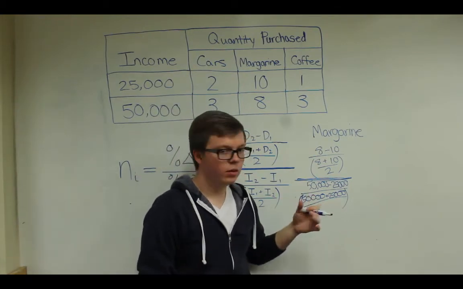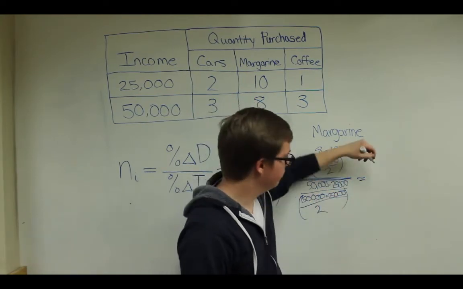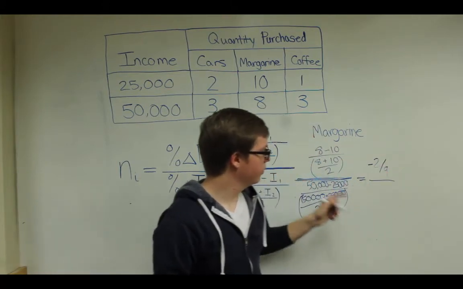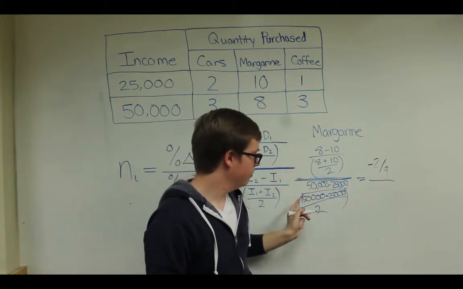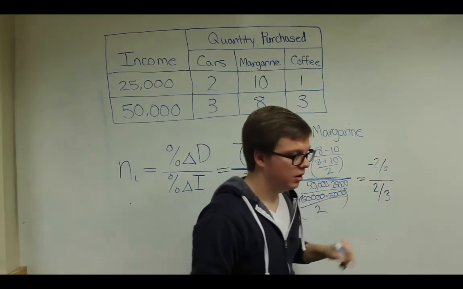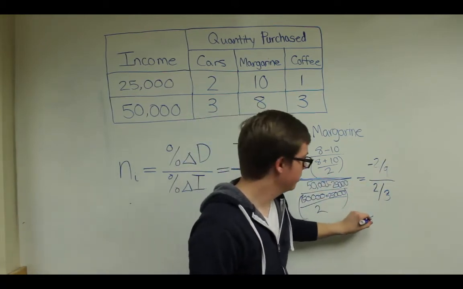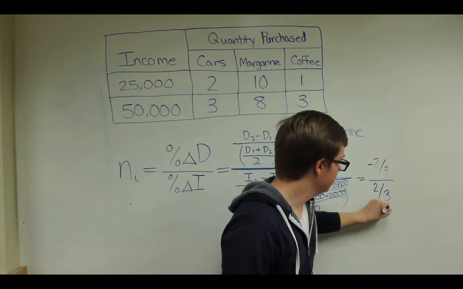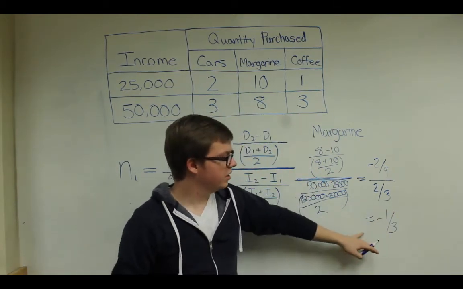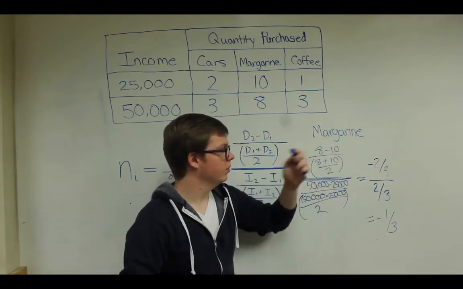If you follow along with your calculator, you can figure out that on top we have negative 2/9 for the percent change in demand. On the bottom we have 2/3. And then if you do that with your calculator or algebraically, that should work out to negative 1/3. So that's the income elasticity of demand for margarine in this example.